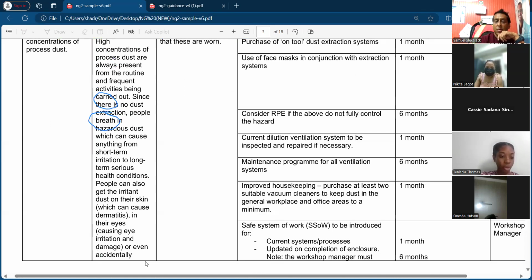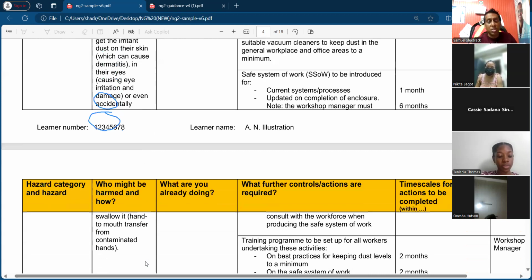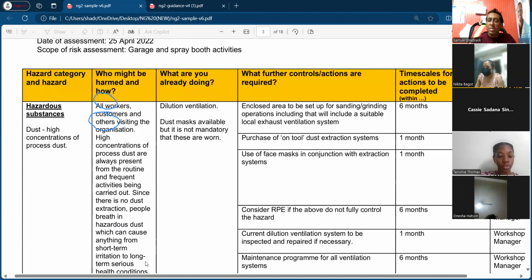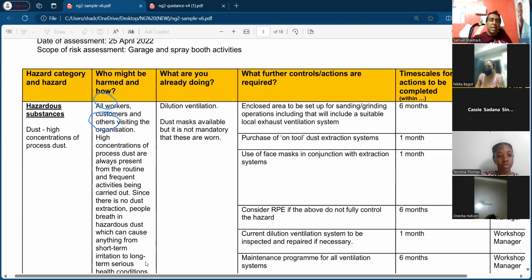eyes, causing eye irritation or damage, or even accidentally swallow it, hand to mouth transfer from contaminated hands, right? Now, it doesn't have to be that long, but I guess that is how this one is, that the how is an explanation of what you said then, like how could that affect the workers anyway, right?